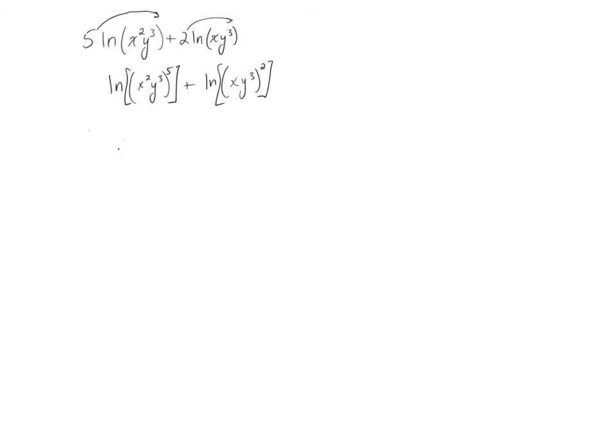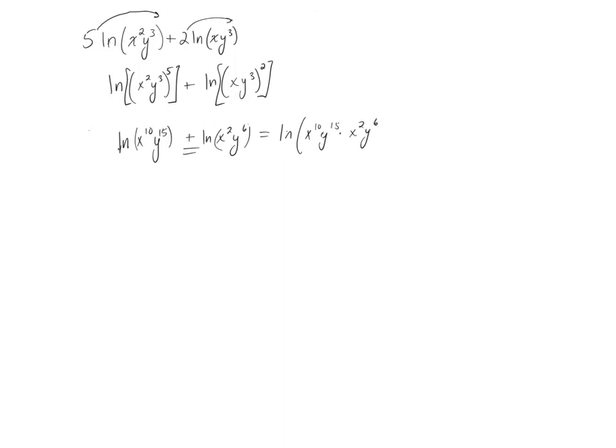So we'd have the ln of x to the 10th and y to the 15th. And then over here we have the ln of x squared and y to the 6th. And now that we have this sum of two log expressions, we can condense that to the ln of the product of those two things. So we're really looking at the ln of x to the 10th, y to the 15th times x squared and y to the 6th.